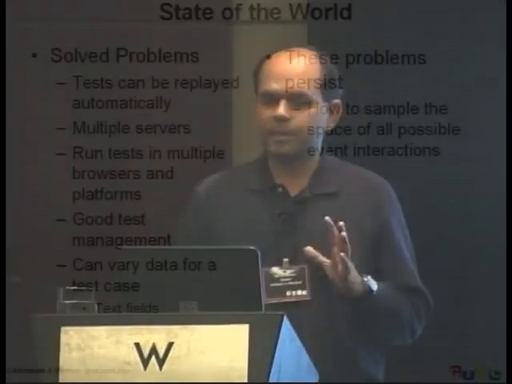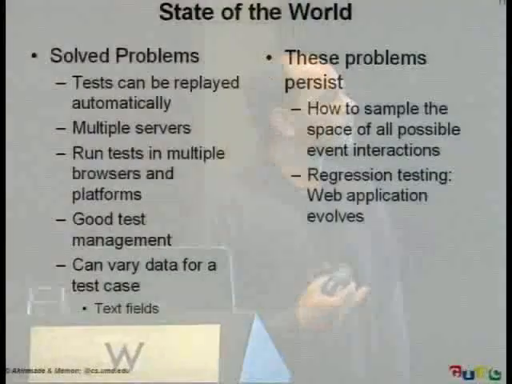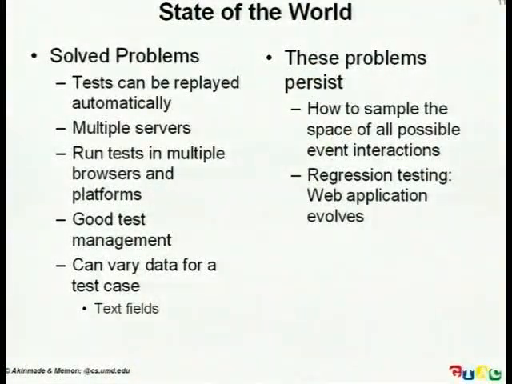These are the problems that persist, some of them that are going to appear on the right-hand side. How do you sample the space of all possible event interactions? This is something that we don't understand yet. We need more people to do research in this. We need experiments, results that can tell us that there are certain kinds of sequences that are important and should be generated. When the web application evolves, what do you do? Lots of these sequence-based test cases become unusable. What do you check?